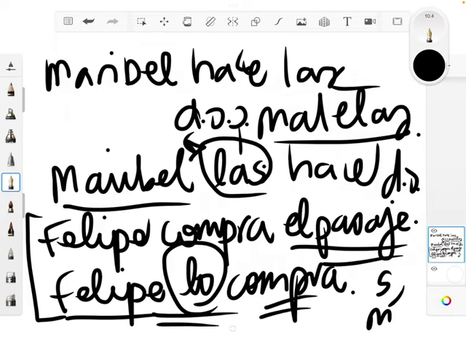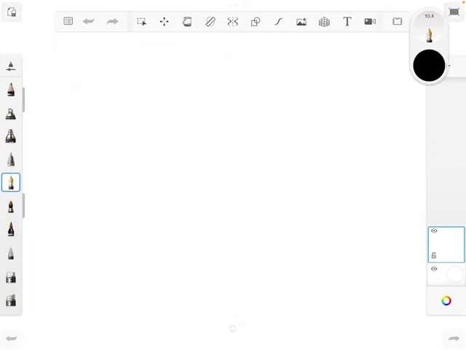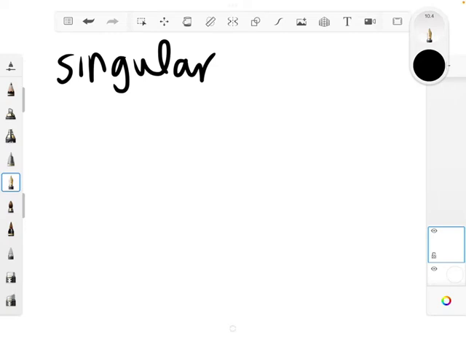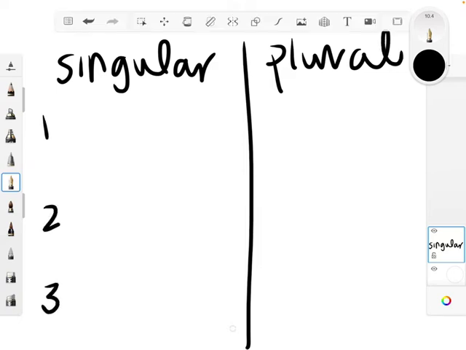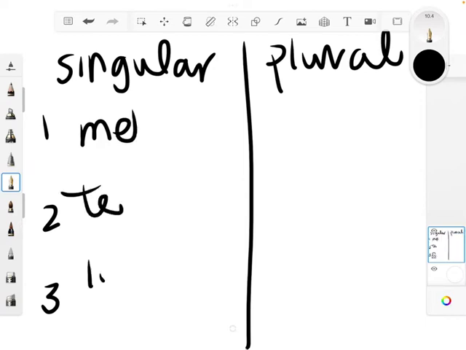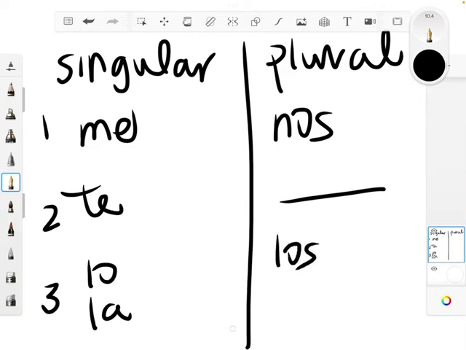Okay? So let's look here at the direct object chart. So we'll have the singular forms and then the plural forms. Me, te, lo, la, nos, los, las. Okay, so me, of course, referring to me.